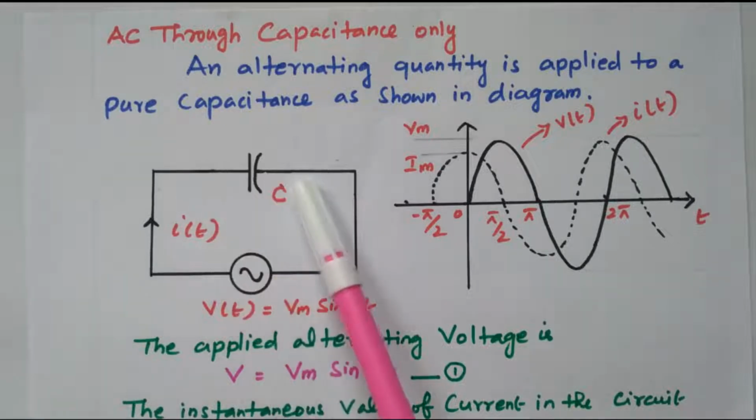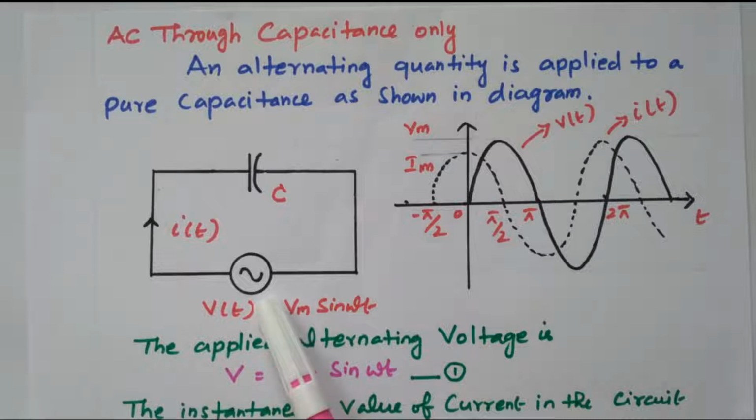Now consider the capacitor is given with the AC voltage V of t equal to Vm sin omega t. The alternating voltage is applied to the capacitor. This I of t is the instantaneous current flowing through the capacitor.